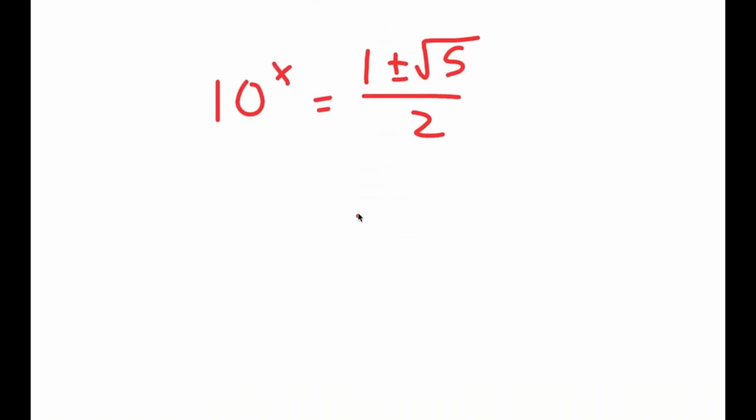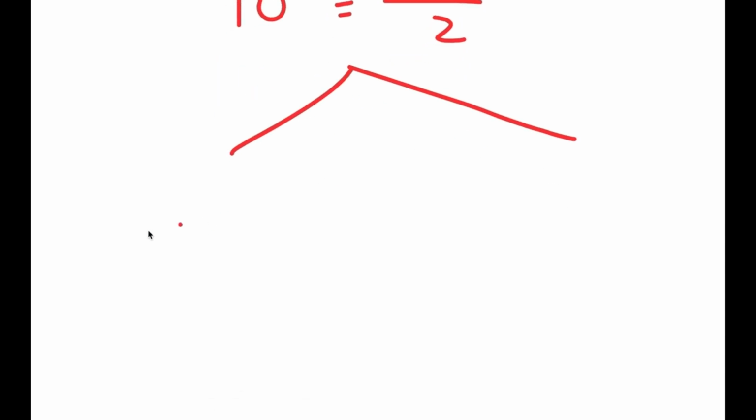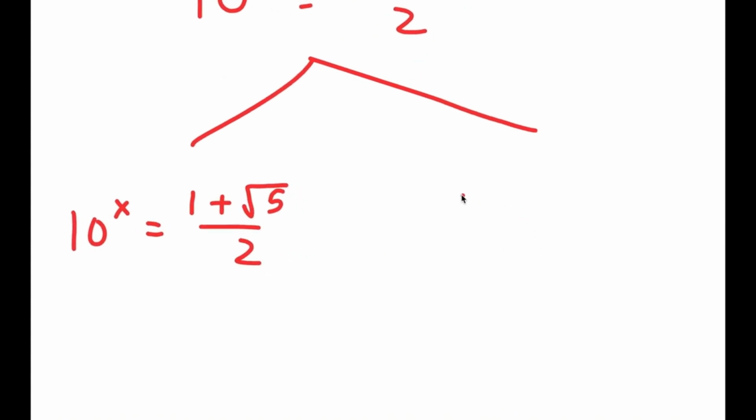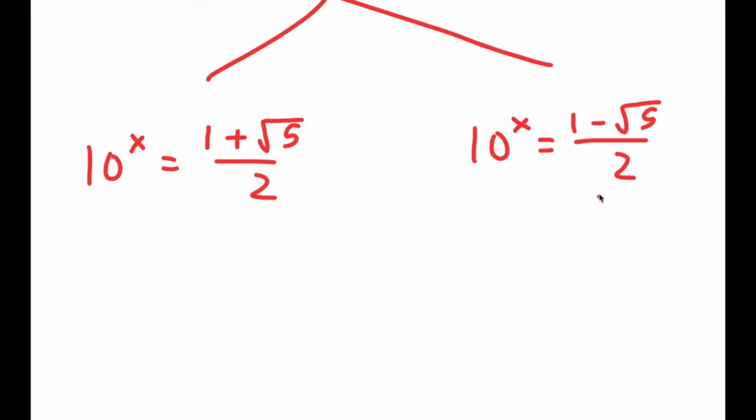Now, this gives me two equations. I get 10 to the power of x is equal to 1 plus the square root of 5 over 2. And I get 10 to the power of x is equal to 1 minus the square root of 5 over 2. So I'm going to first start with 10 to the power of x is equal to 1 plus the square root of 5 over 2.